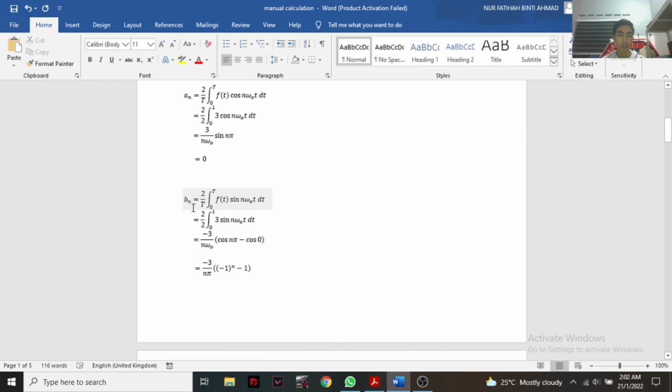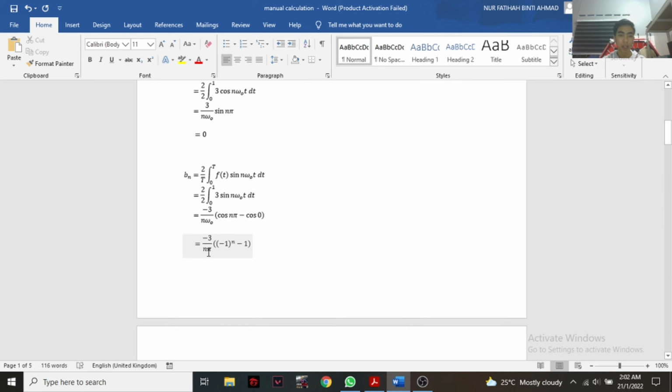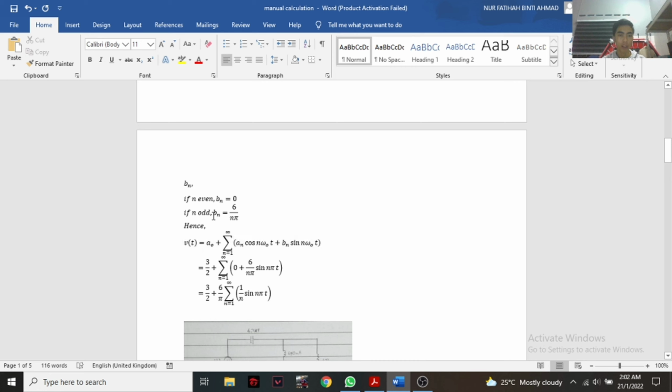For the Bn, we use the same formula as An, but we change cos to sine. We insert the values: 2/2 integrate 0 to 1 of 3 sin n omega naught t dt, and after we calculate, we get minus 3/n pi times (minus 1 to the power of n, minus 1). And for Bn, if n is an even number, Bn equals 0, and if n is an odd number, we get 6/n pi.